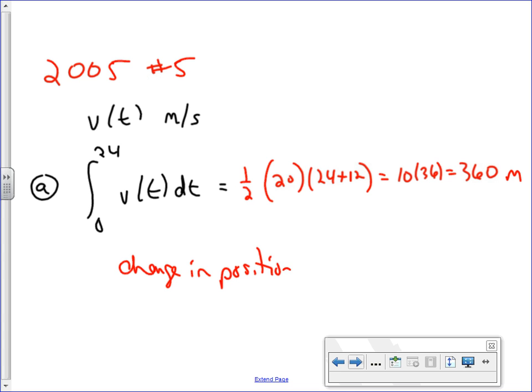We have an object, have you seen this particular object here? Car. Change in position of the car from t equals 0 to t equals 24. How much the car moves, displacement, okay? If it's all positive, if this graph is all positive, it's also distance traveled, if you don't have any turning around and going in different directions, but it's really displacement, okay?